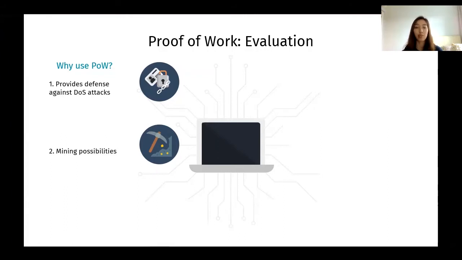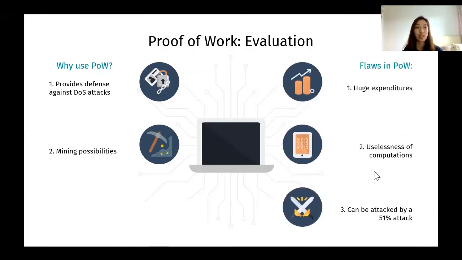And then let's look at some flaws in the proof of work consensus algorithm. So firstly, huge expenditures. Mining requires highly specialized computer hardware to run the complicated algorithms, where the costs are unmanageable. And this large cost can threaten the centralization of the system. And then secondly, uselessness of computations. Miners do a lot of work to generate blocks and consume a lot of power. However, their calculations are not applicable anywhere else.